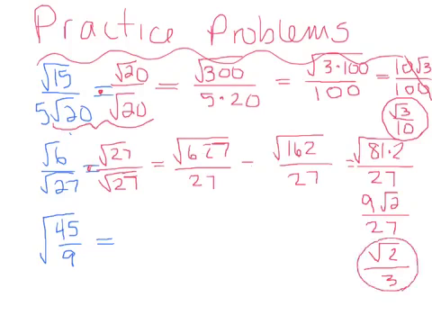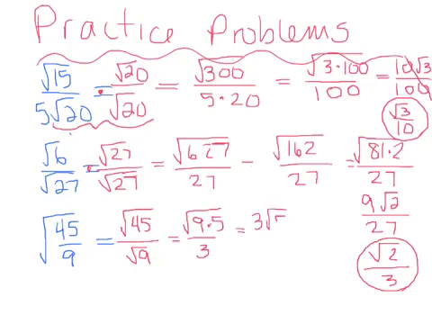Phew. Okay, this last one, just showing you that when both things are underneath the radical, you can go like this and simplify this way. Or you can actually do 45 divided by 9, which is the square root of 5.